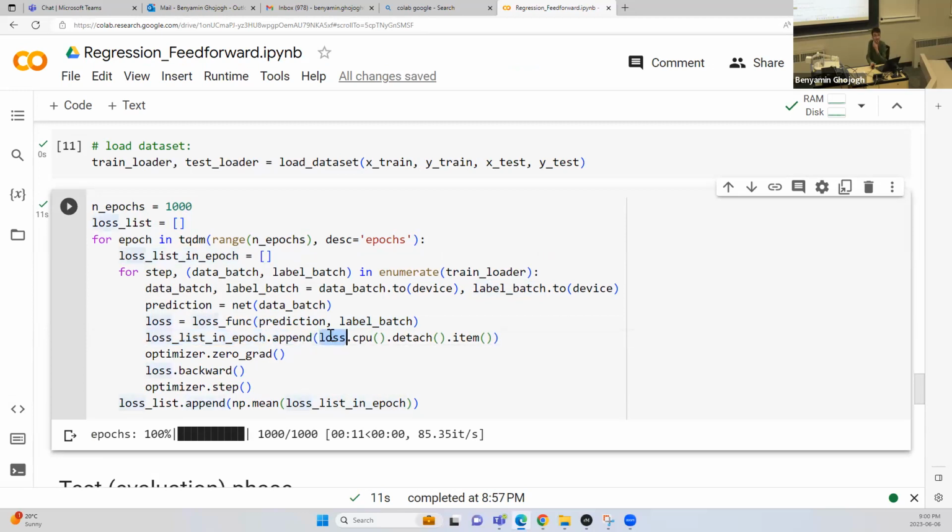But this loss is in Torch. If it is on the GPU, I need to first bring it to the CPU, and then detach it from the CPU or GPU, your device, then call item. Why do I use item? Because this loss is a tensor with one item. Item removes the tensor and leaves only the number inside. So assume it's 3.2. I want only 3.2, not the tensor of 3.2. Item does that.